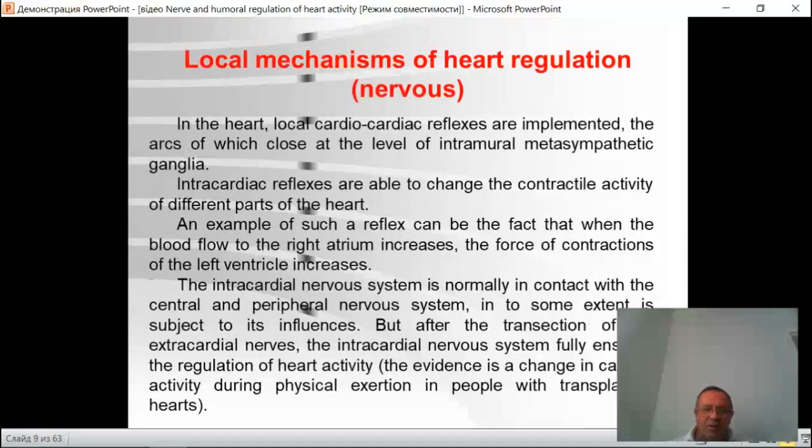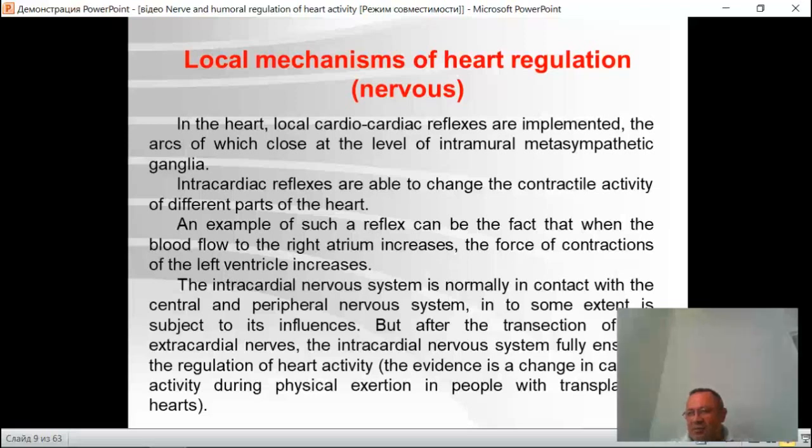Next, information about local mechanism of heart regulation with nervous part. In the heart, local cardiac reflexes are implemented, the arcs of which close at the level of intramural metasympathetic ganglia. Intracardiac reflexes are able to change the contractile activity of different parts of the heart.